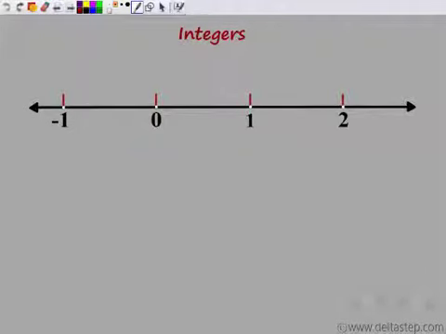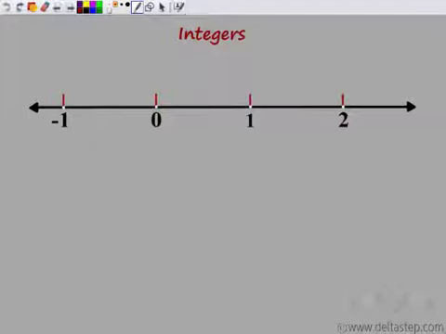So this is a number line representing integers. These are points which are numbers, representing all the integers. On both sides I have an arrow depicting that they are infinite in both directions. So these are the infinite numbers which are integers.